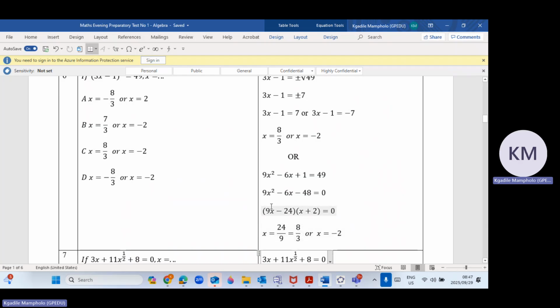What you'll do, you leave the space for factors, substitute into the quadratic formula in the calculator, then you'll get 8 over 3 and minus 2. Then for factors, remember I told you that if you have 8 over 3, it means 3 will be the coefficient of x. 8 will be here.